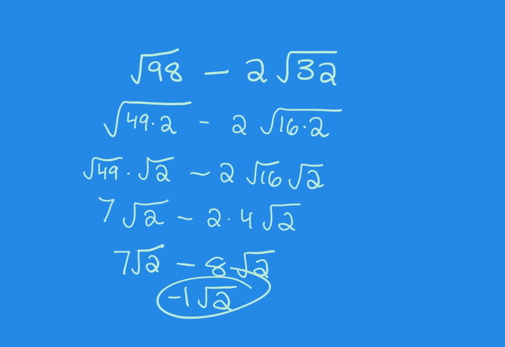All right, so checking your answers. I broke this up into 49 and 2, this up into 16 and 2, split it up, square root here, and then 7 square roots of 2 minus 8 square roots of 2 is negative 1 square root of 2.